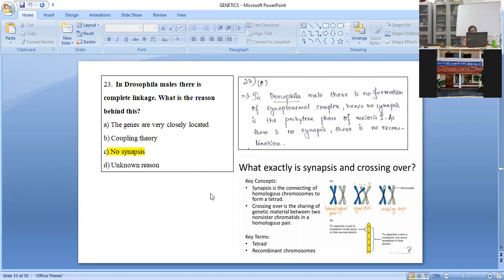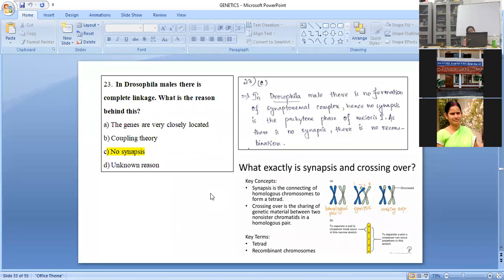One more example of linkage, in Drosophila, there is complete linkage. What can be the reason behind this? Complete linkage means whatever parental types are there will be expressed, completely the same parental variety will come, and no recombination will happen. So the option that genes are very closely placed together is also correct. Coupling theory, they'll couple together, is also correct. Unknown reason we can eliminate. One more option is no synapsis, and that is the reason behind this phenomenon.